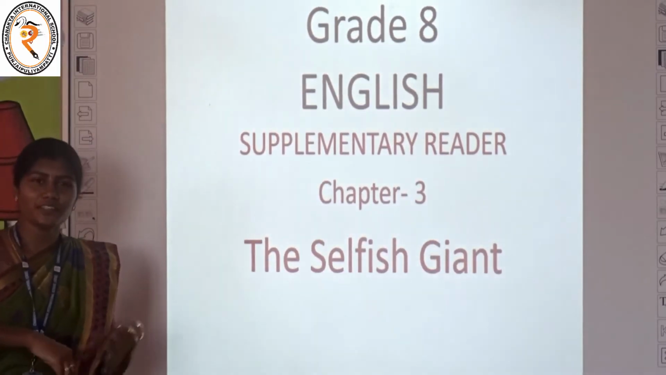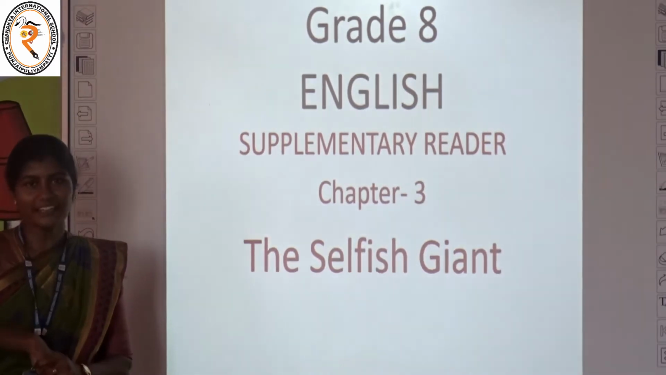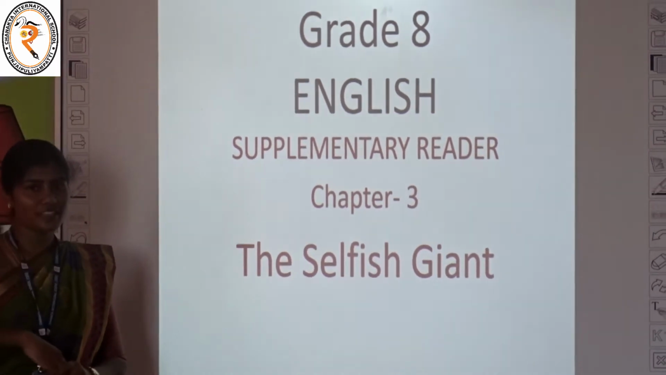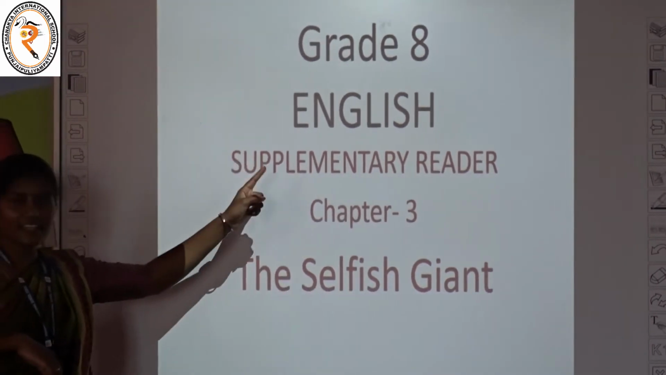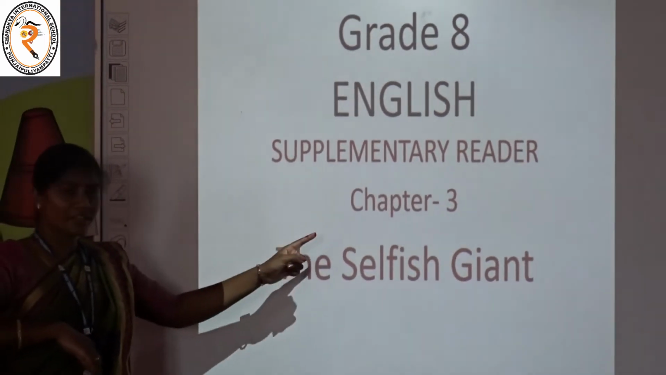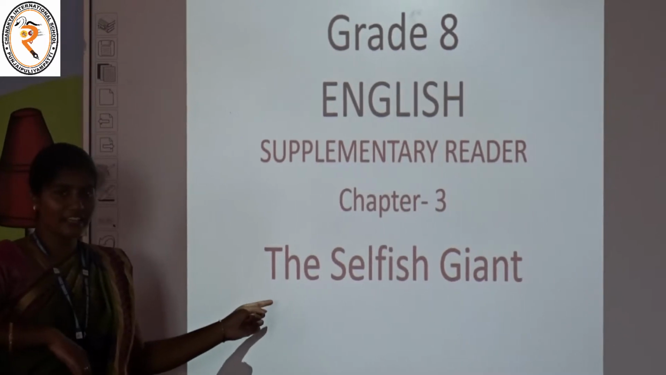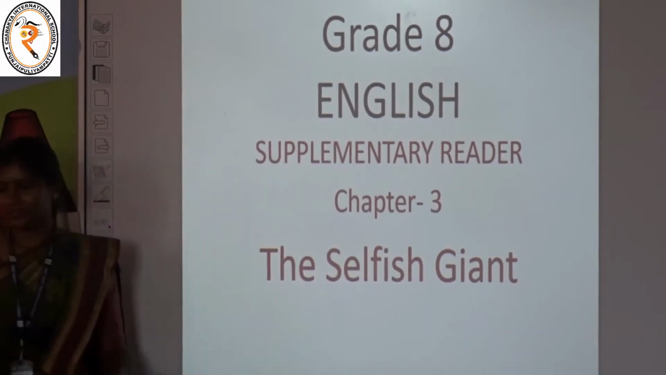I hope you have understood the last video about the mystery cat. In this video, we are going to see a story about the selfish giant. This is for grade 8 English, supplementary reader, chapter 3, the selfish giant. Let us get into the story now.